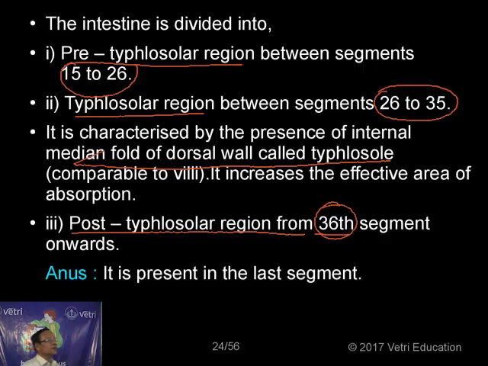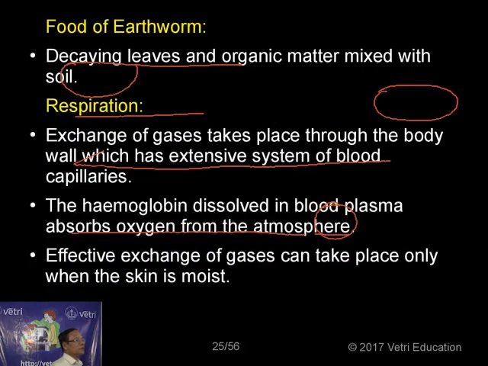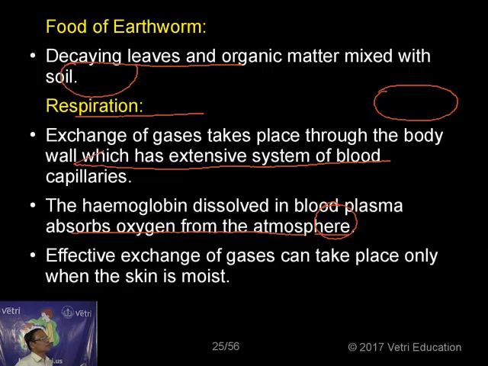Now the anus is located in the last segment, what I mentioned earlier. It is otherwise called the pygidium. Okay, now, what is the food of earthworm? The intestine is divided into 3 regions: the region prior to the typhlosole, the typhlosolar region, and the region after the typhlosole. Accordingly, we have the pre-typhlosolar region, the typhlosolar region, and the post-typhlosolar region of the intestine.